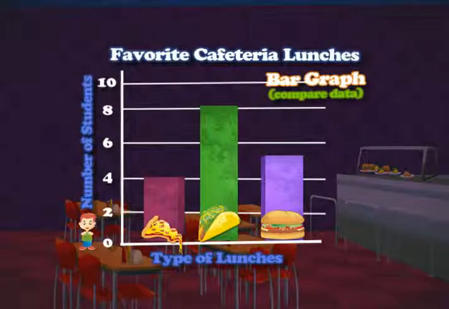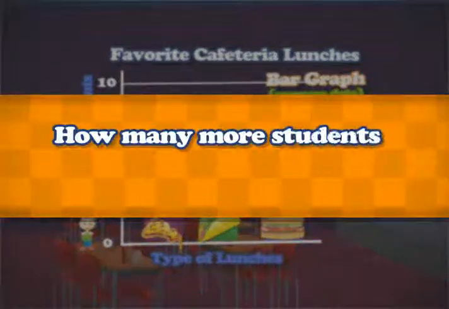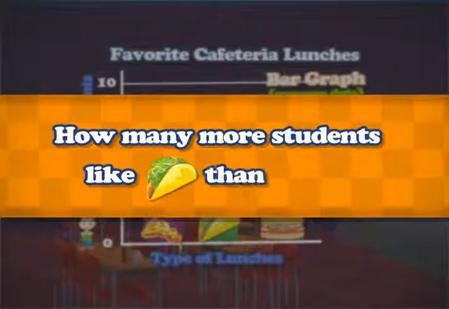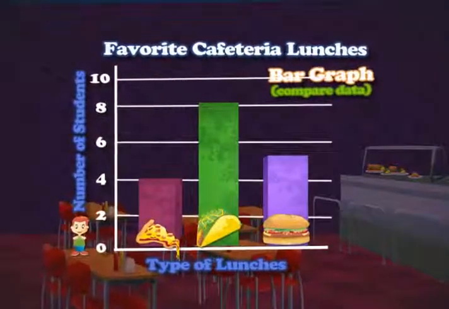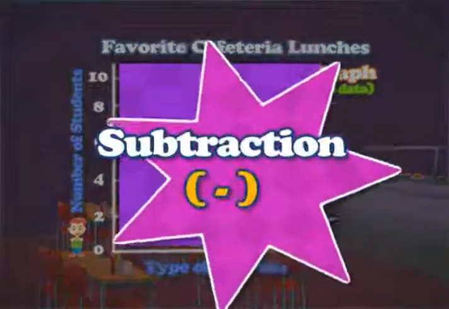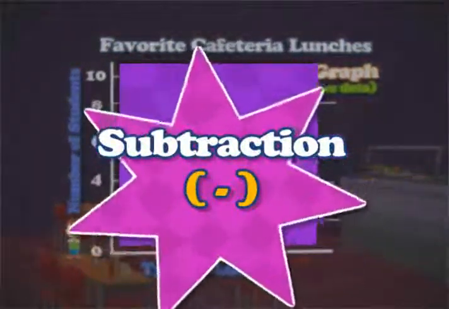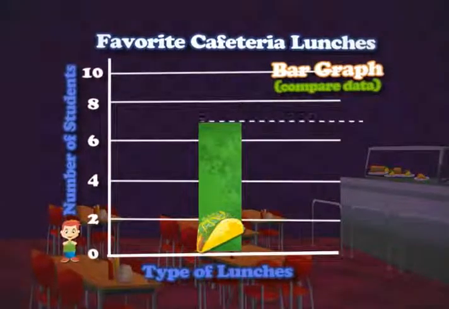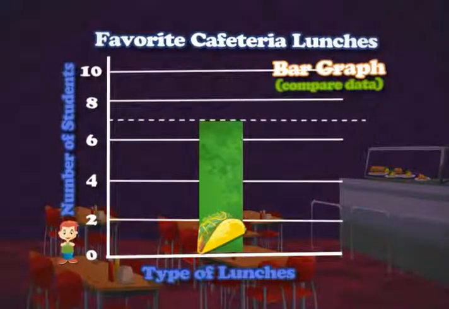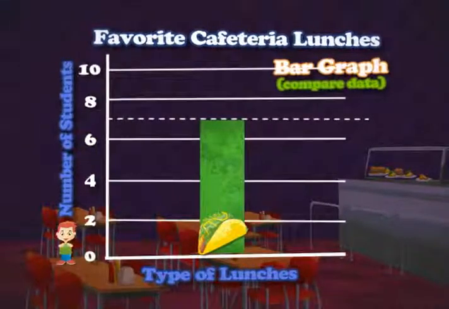Read it with me. How many more students like tacos than pizza? We are going to be comparing tacos to pizzas. Can anyone tell me what operation we're going to use? Subtraction. Very good. Comparing the two. Tacos. Let's go up. We're going across between 6 and 8. What is the number? 7.